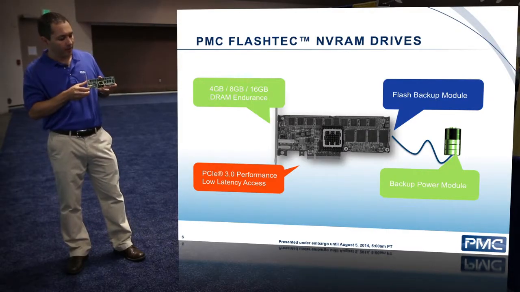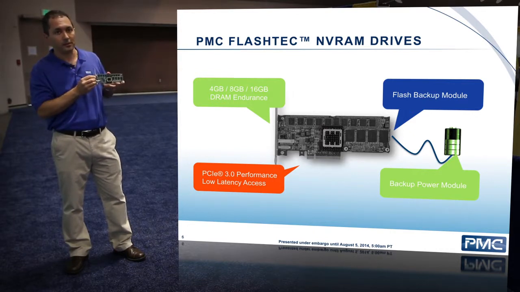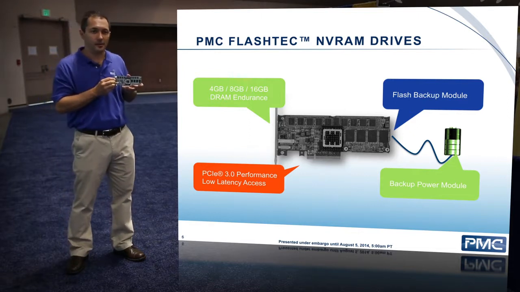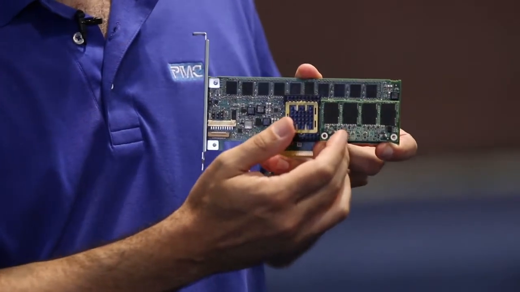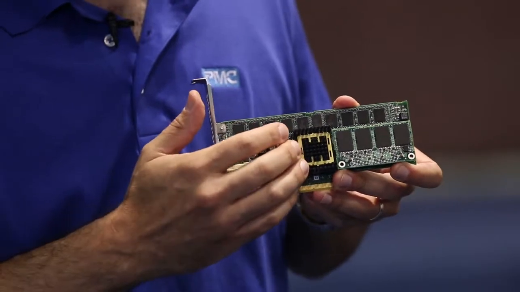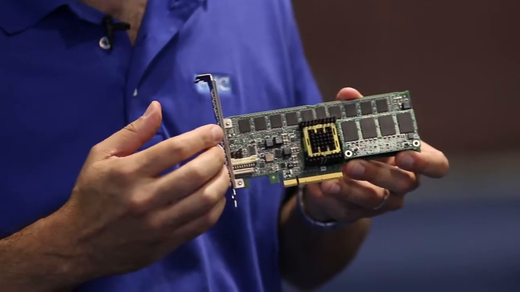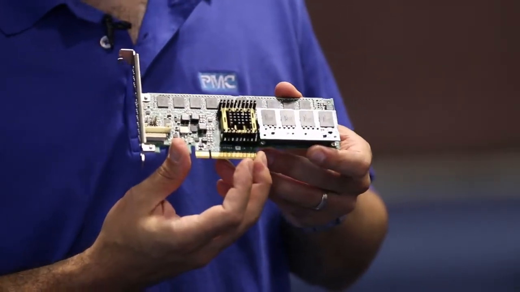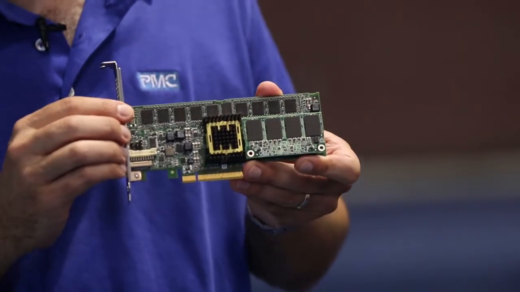Let's take a look at the key features of the product. What you see here are the memory capacities. We have 16 gigabytes, 8 gigabytes, and 4 gigabyte capacities for this solution. Here is the flash backup module, which is used to back up the memory in case of a power failure. In the middle we have our Flashtec NVMe controller that is used to manage the whole solution and also provide the x8 PCI Express interface towards the host. So altogether a very high performance solution.